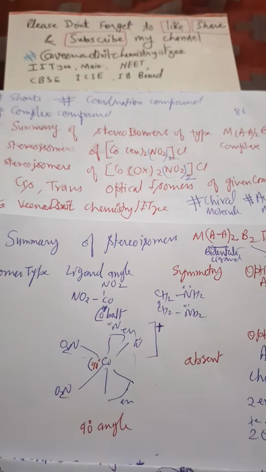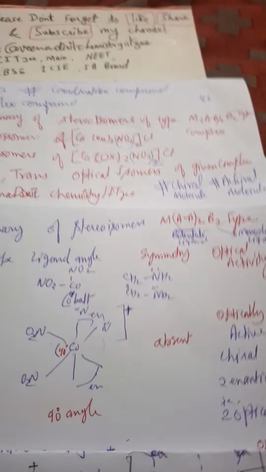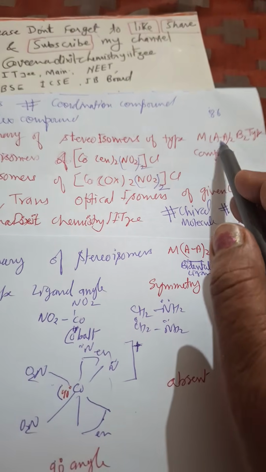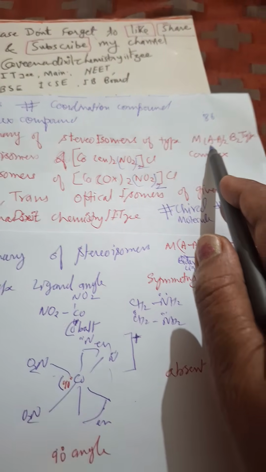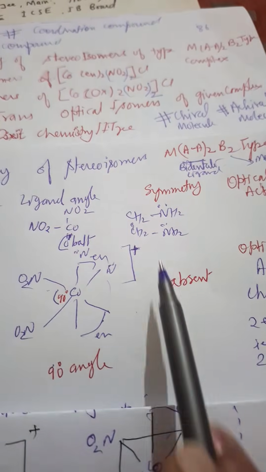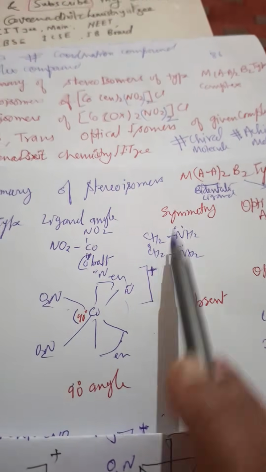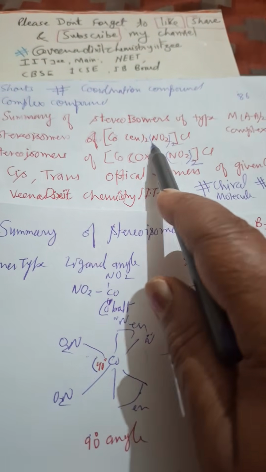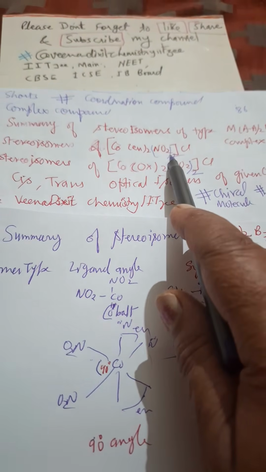Hello student, here we discuss the stereoisomers of MA2B2 type complex. A2 means a bidentate ligand, where two donor atoms are present in one ligand, and two monodentate ligands. For example, Co(en)2(NO2)2, where en is ethylene diamine, or ethane 1,2 diamine, and two monodentate NO2 ligands are there.